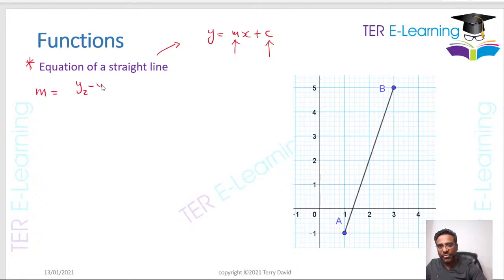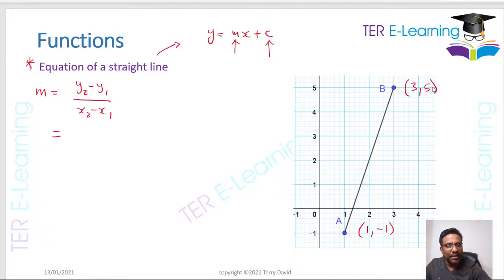So y2 minus y1 divided by x2 minus x1, right? So let's write down the coordinates of A here. So A in this case is 1, minus 1, and B in this case is 3, 5, right? So first thing we need to do, label your points so you will not make a mistake, right? So you're going to call this x1, y1, and call this x2, y2, right?